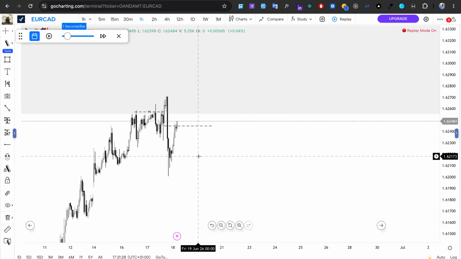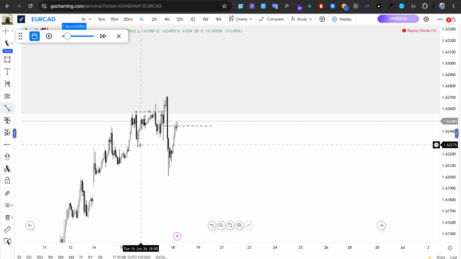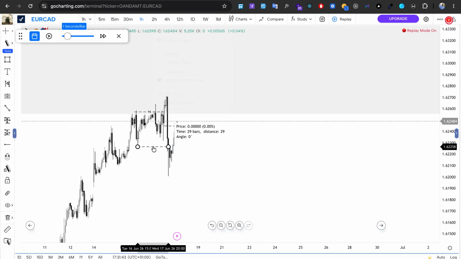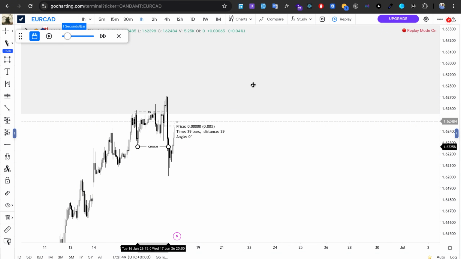My mentor always says that we should wait for a break, right? This is like a break, and we can make this a change in state of delivery, a change of character. So to confirm that there's truly going to be a shift, we have to have a break of structure to confirm it. So let's play price.